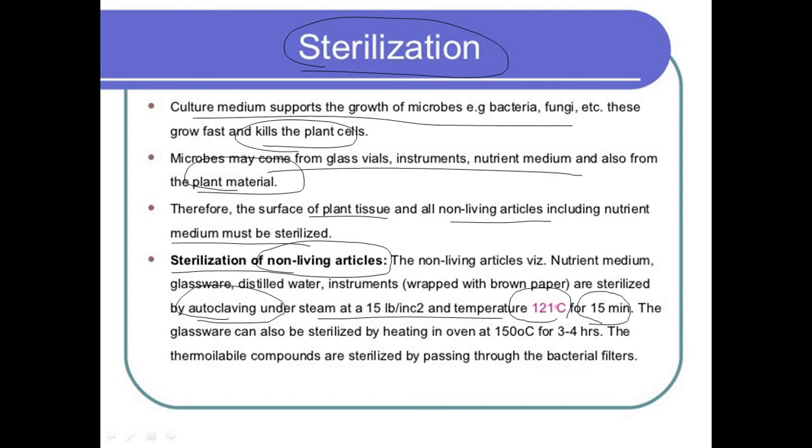The autoclave works on the same principle as the pressure cooker. By maintaining this temperature and this pressure, we can sterilize the glassware as well as the media. But thermolabile compounds like enzymes are sterilized by passing through bacterial filters, and they are added to the nutrient medium after sterilization in a laminar airflow cabinet.